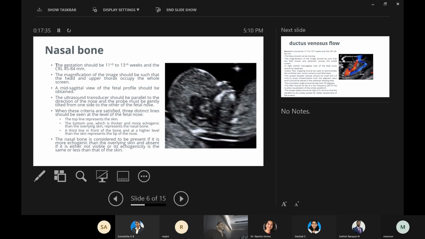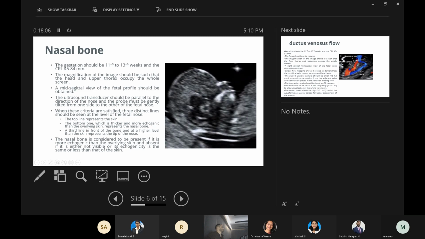And then the other thing we should look for is the nasal bone, in the same mid-sagittal plane as we took for NT, just slightly to the side, because in the midline you have a gap between the nasal bone. So slightly you may have to tilt the probe and then you will get the nasal bone. So one patient, the NT scan was done, very beautifully a midline plane was taken, and the nasal tip was seen and the bright nasal bone was seen.